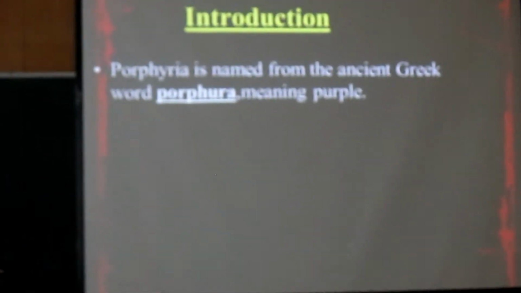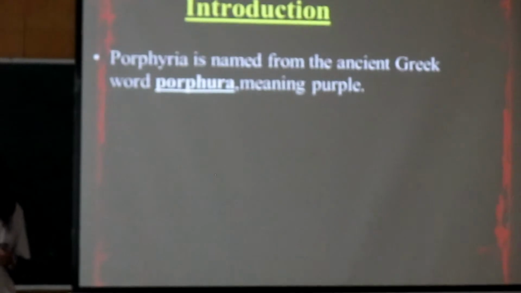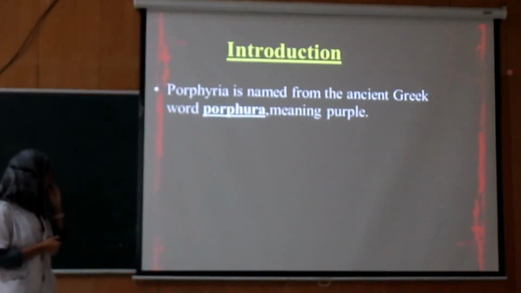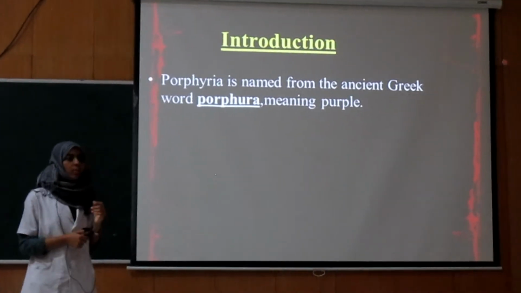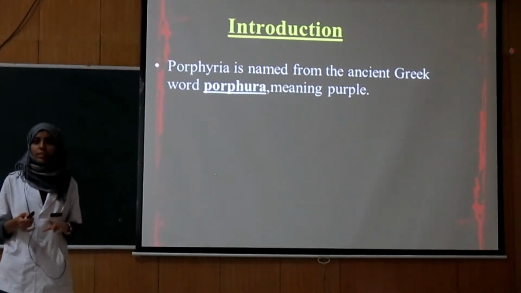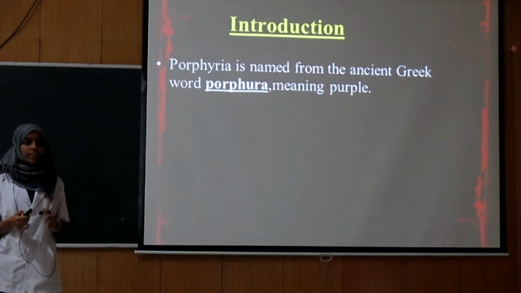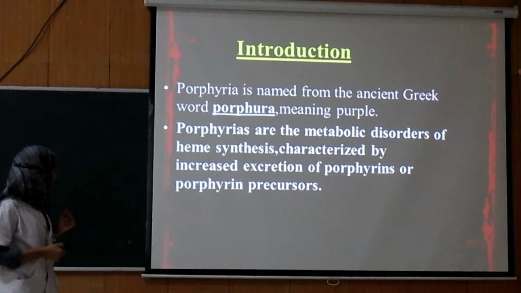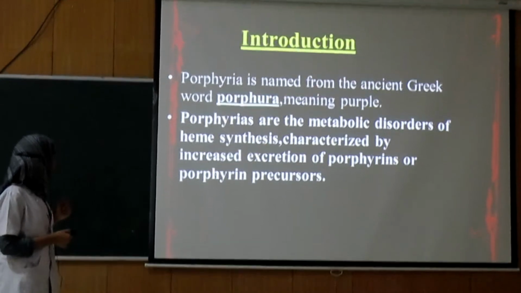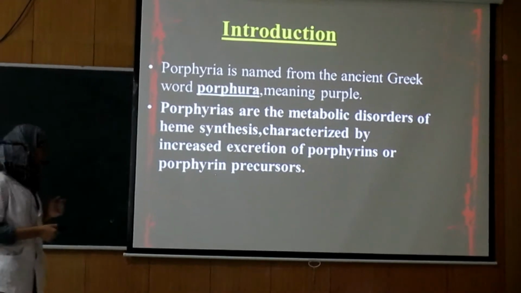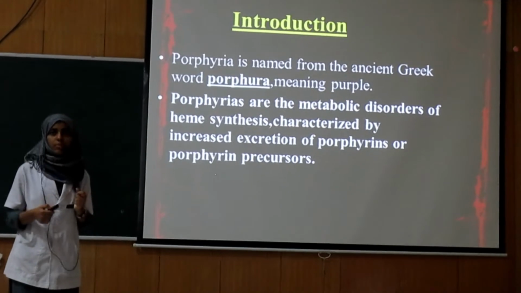Introduction. As I said already, this vampire disease was first reported in Greek. The word is derived from the ancient Greek word porphyra, which means purple. Purple because the urine excreted by individuals is of red wine or purple color, and the people suffering from this disease also show purple discoloration of the skin, and hence it is called porphyra. And this is the definition. These are metabolic disorders of heme synthesis, characterized by increased excretion of porphyrins and porphyrin precursors, which are precursors for heme synthesis.